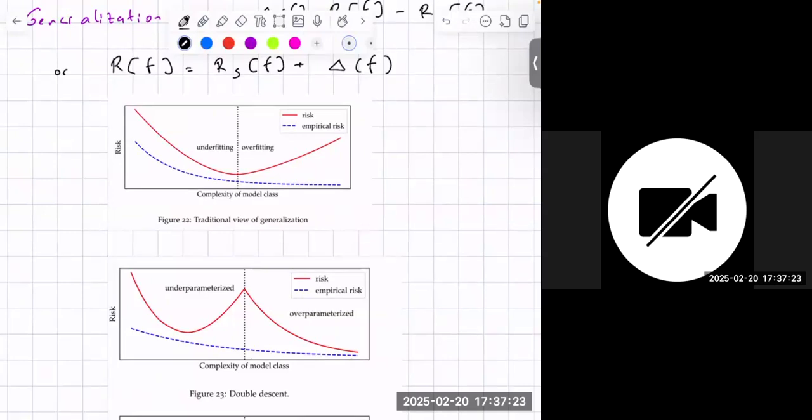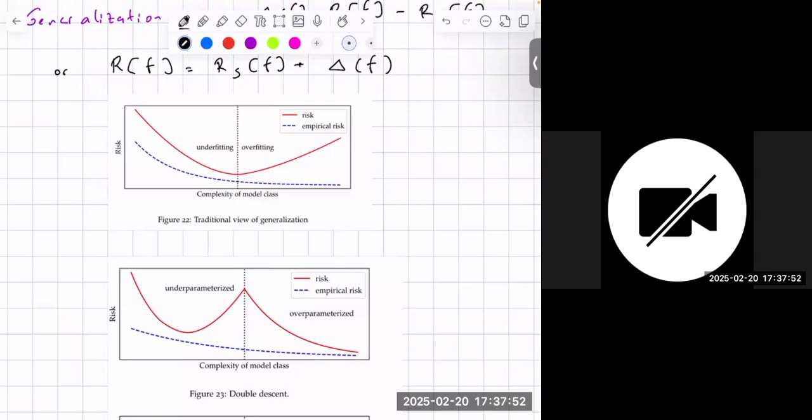traditional view of generalization was this. I'll keep training. My empirical risk will go down. But if I fit it too much, the risk after some point will start increasing, which means it's not generalizing. And we would call this overfitting. And before that, we will call it underfitting. And you would see these U-shaped curves people throw at you all the time.